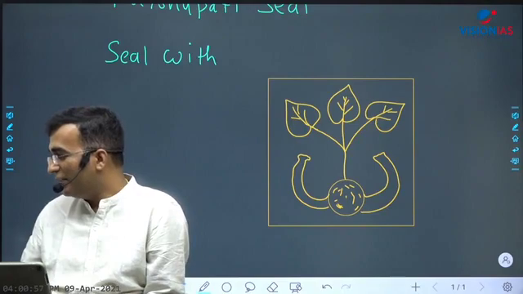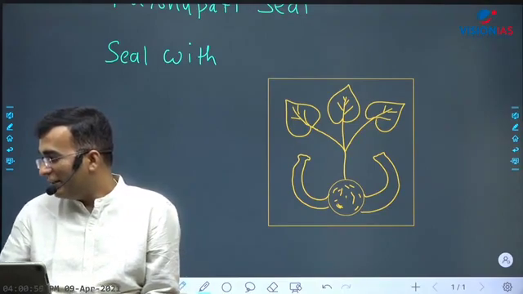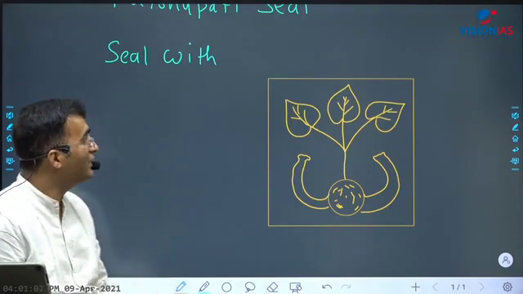Taruna, Ayush, Vedant, Deepak, Jaydev. So it is a peepal tree.